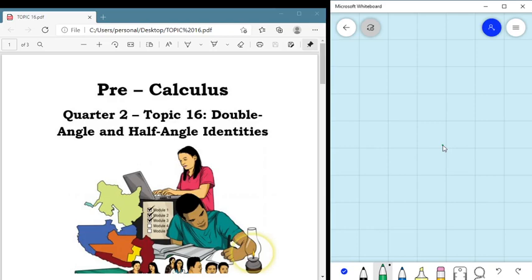Hello, pre-calculus students. We are now in quarter 2, topic 16. Let's talk about double angle and half angle identities.